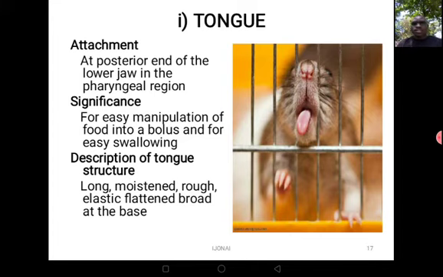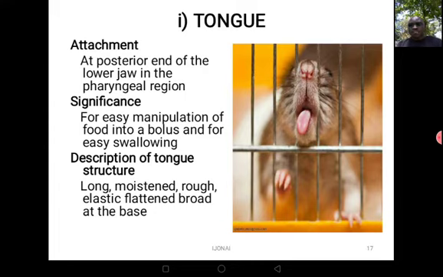This one here is that the attachment is like for the humans, and all the mammals are like that. So it's attached at the posterior end of the lower jaw in the pharyngeal region, and that's the same region where your tongue is also attached. What is the significance of that? For easy manipulation of the food into the bolus for easy swallowing. So when you are chewing, the tongue keeps on manipulating the food to prepare it for swallowing. That's the function of the tongue of the rat as well.